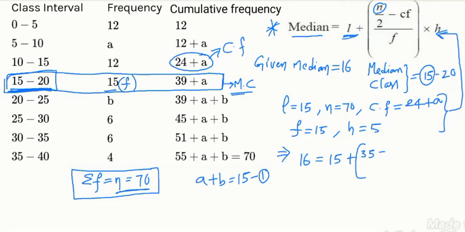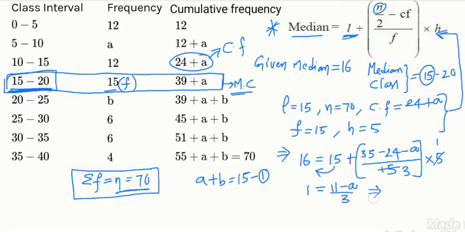CF means 24 plus A. Minus, if you apply, means minus 24 minus A, by F. F means 15, into H is 5. So let's simplify. 5 ones are here, 5 3s, we can cancel. So 15 take and come, 16 minus 15 is 1. So 1 is equal to 35 minus 24 is 11, 11 minus A by 3.